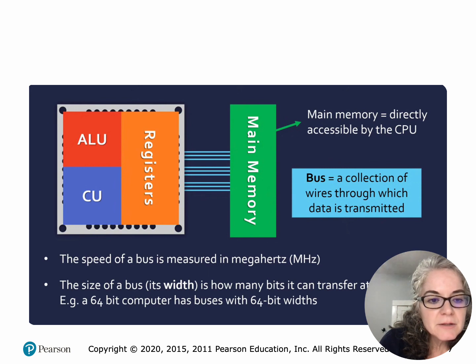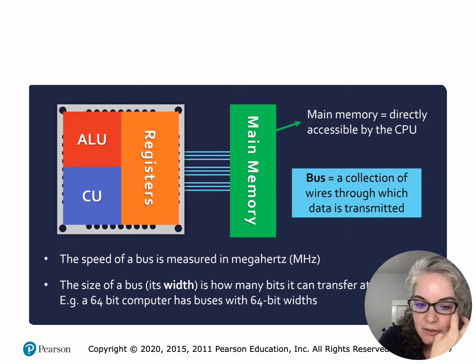So right here, these 3 lines would be one bus, and each line can only transfer 1 bit at a time. So if we have a 16-bit processor, then we would have to have 16 lines to be able to transfer data and transfer addresses. So we would have one bus of 16 lines that transfers data, and one bus of 16 lines that transfers addresses.